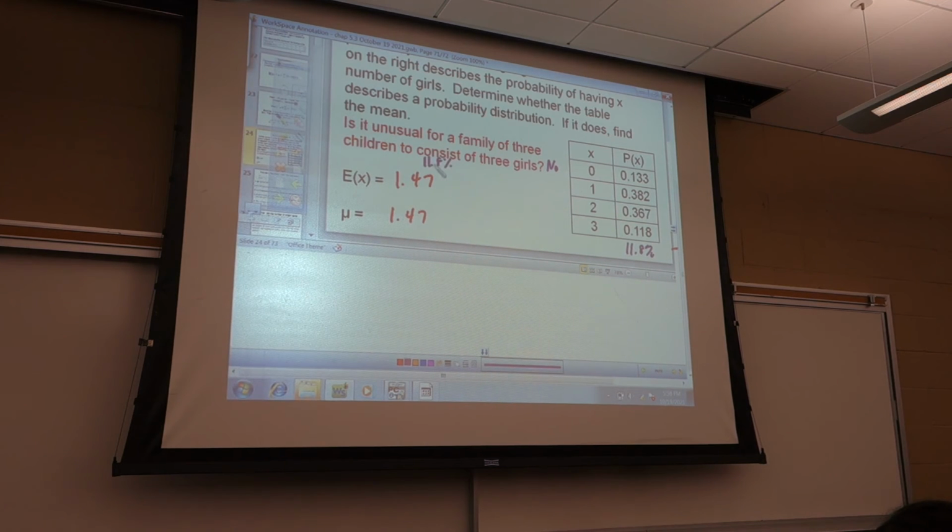11.8% is more than 5%. Okay. Good. Next.